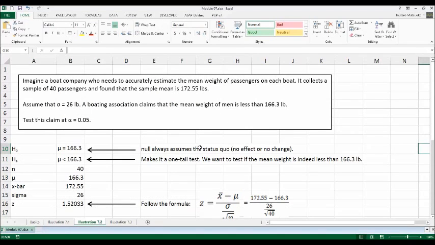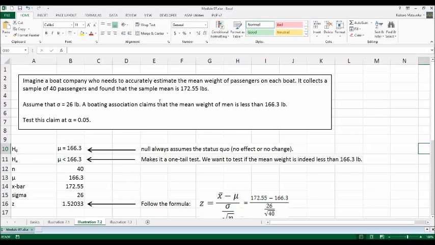So let's look at the mean, testing the claim about something about the mean. So imagine a boat company who needs to accurately estimate the mean weight of the passengers on each boat. It collects a sample of 40 passengers and then found that the sample mean is 172.55 pounds. Assuming that the sigma is 26 pounds, test the claim that the mean weight of the men is less than 166.3 pounds. That's the Boating Association's claim. And again, the alpha is given to you as 0.05.